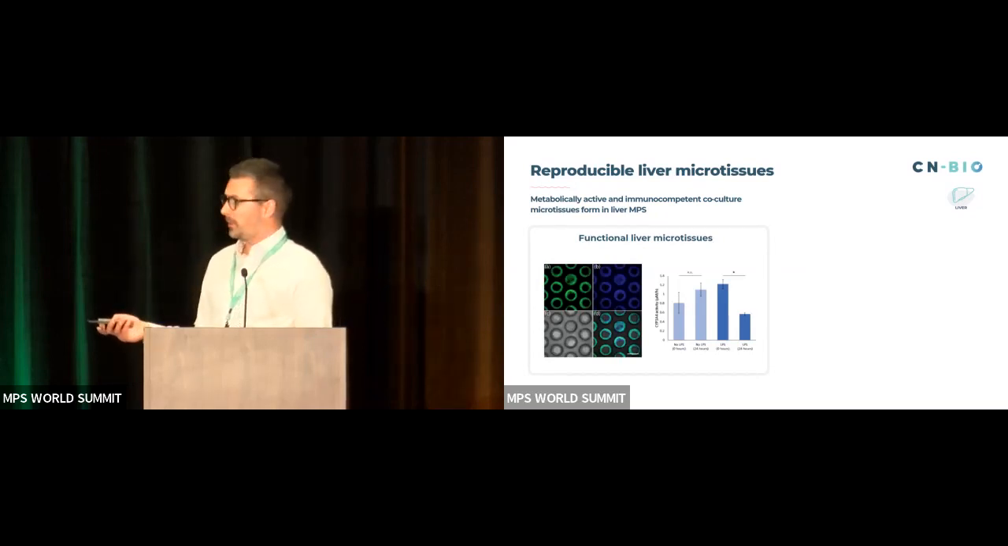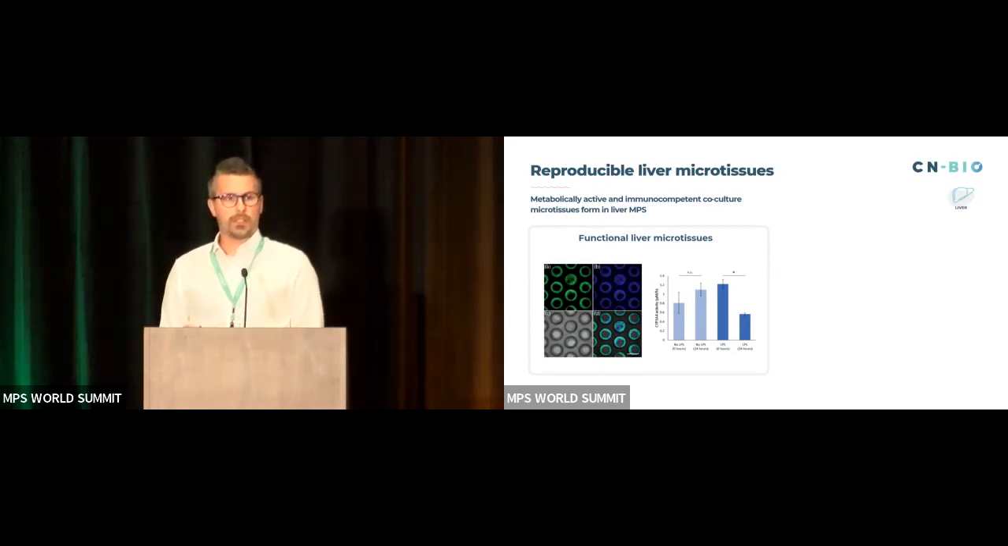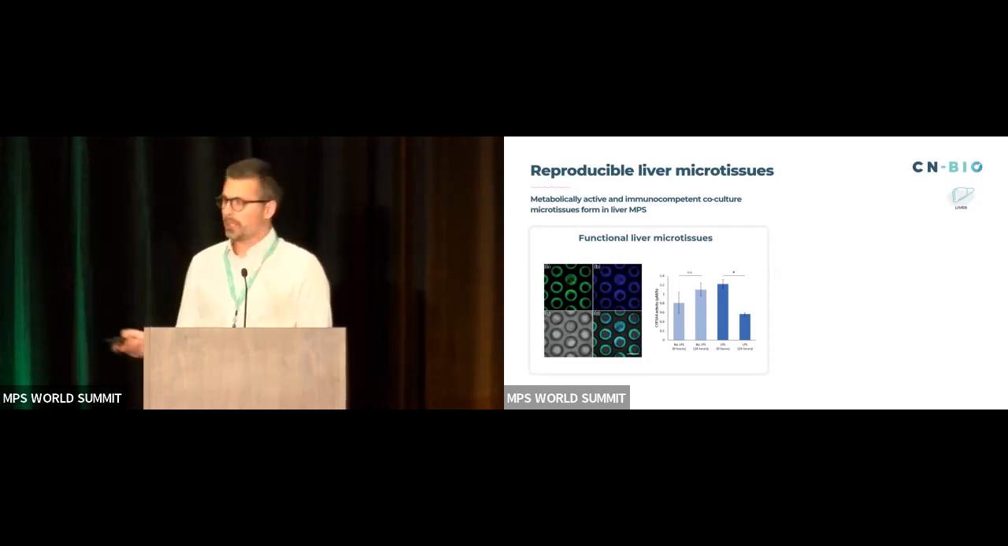Are these cells also metabolically active? So this is the CYP activity. And these microtissues, we specifically decided to have an immune component, so they all contain primary human Kupffer cells. And so when we add an immune challenge, an LPS challenge, into these microtissues, that metabolic activity goes down, just like it does in the human liver.